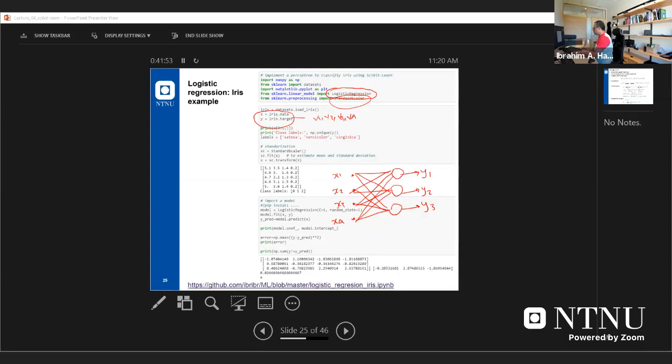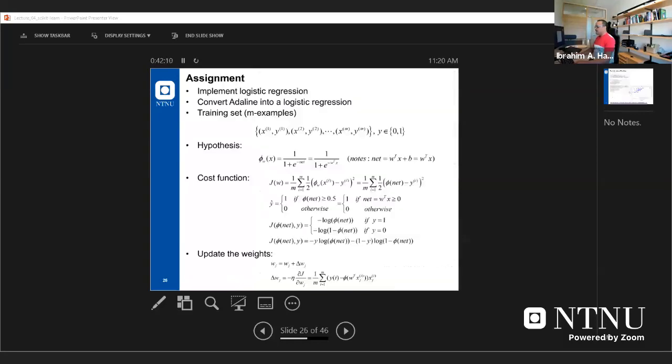So using logistic regression, you can make a comparison. If you want to compare logistic regression and a perceptron, we solved it for a perceptron and for a logistic regression, and you can compare whether there is any difference in the performance.